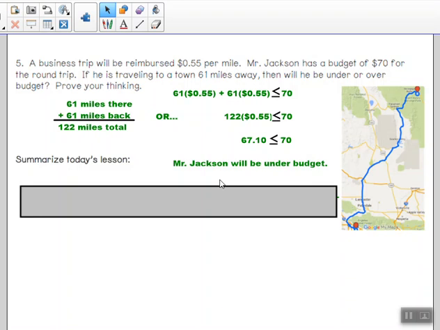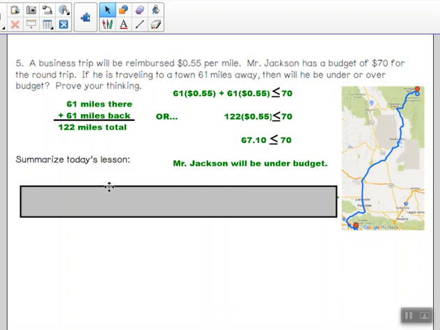There's a lot going on there, but we were basically thinking about an inequality because we knew we didn't want to be more than 70 bucks. So we can think about this with the trip there and the trip back, or just the total miles, grouped together in one number. But bottom line is he ends up being under budget. Okay, he's about $2.90 less than what his maximum number was.